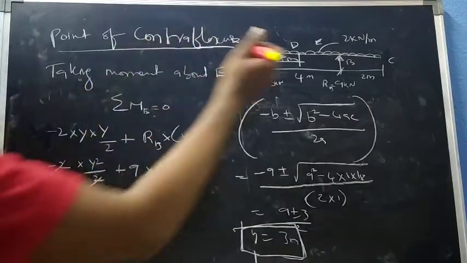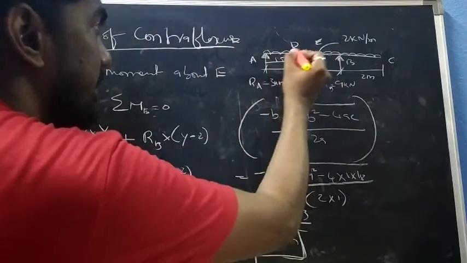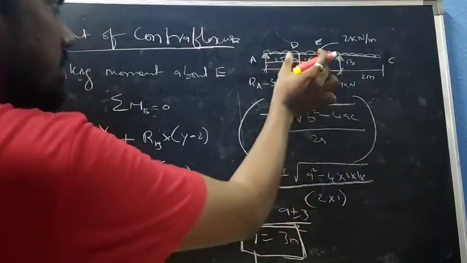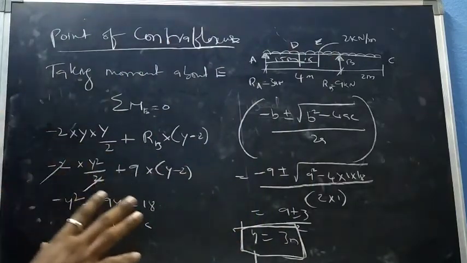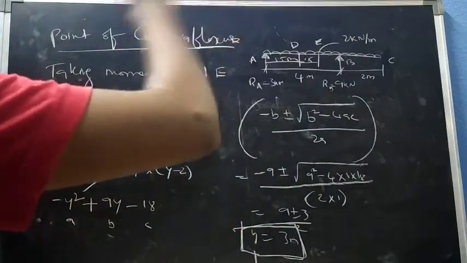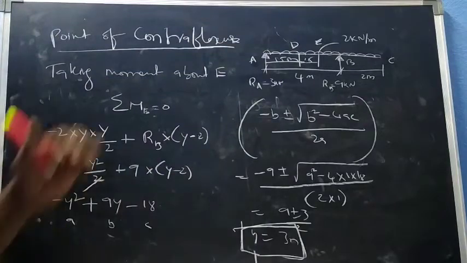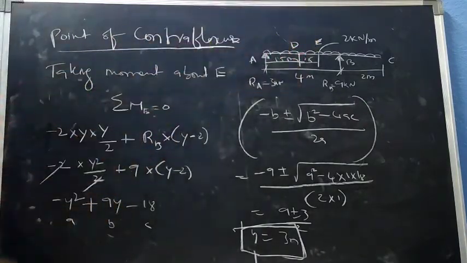That means at 3 meters, so double this one, that is 3 meters, there will be a change in sign, and the shear force and bending moment will go from positive to negative.